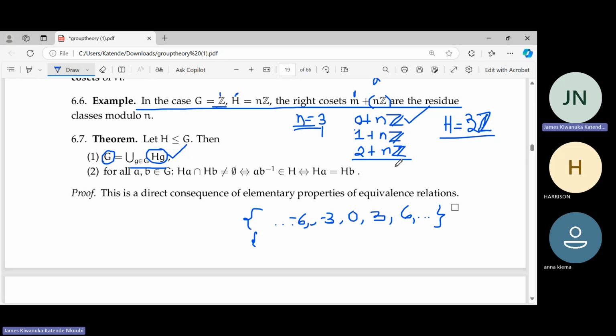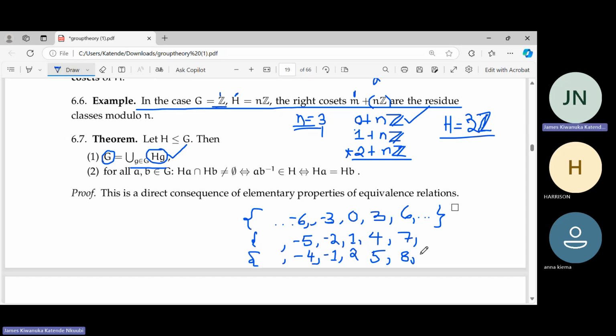Then the next right coset will be all those numbers that differ from 1 by a multiple of 3. So you simply add 3 to get 4, 7, and so on. On the other side, you get, I think, -2, -5, and so on. Then the last one is this last right coset: all the elements that leave a remainder of 2 when divided by 3. So they differ from 2 by a multiple of 3. That gives us 5 here, 8, and this keeps going like that. Here we have -1, -4, and this keeps going.